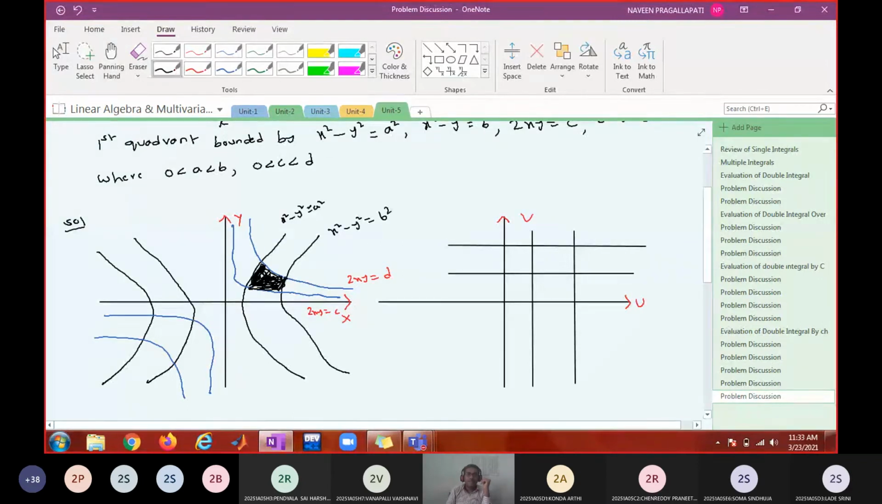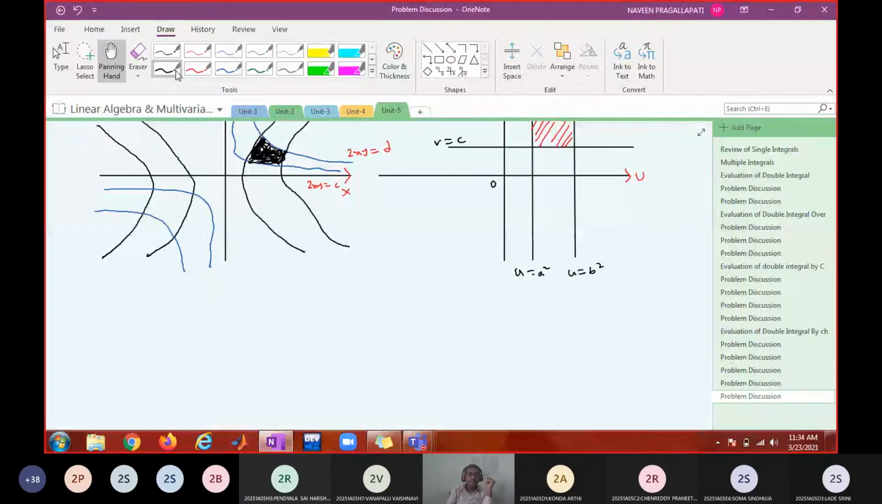Do you agree? So this becomes u equal to a square, u equal to b square, v equal to c, v equal to d. So what is the region that I need to shade? This region. Do you agree? The region is bounded by 4 lines which are parallel to the u axis and v axis. Therefore, this is a rectangular region. So this non-rectangular region becomes a rectangular region because of the substitution.